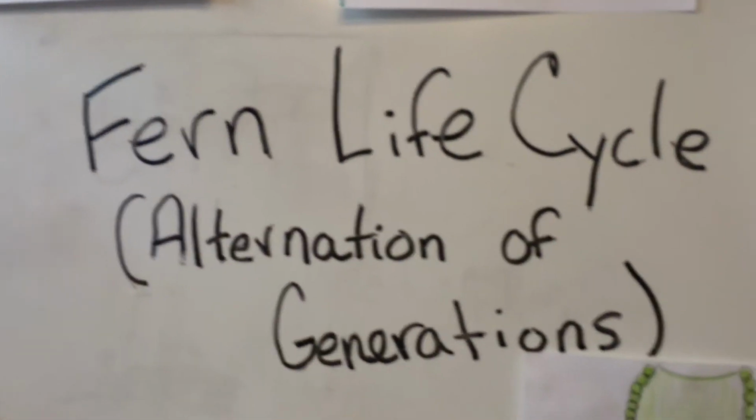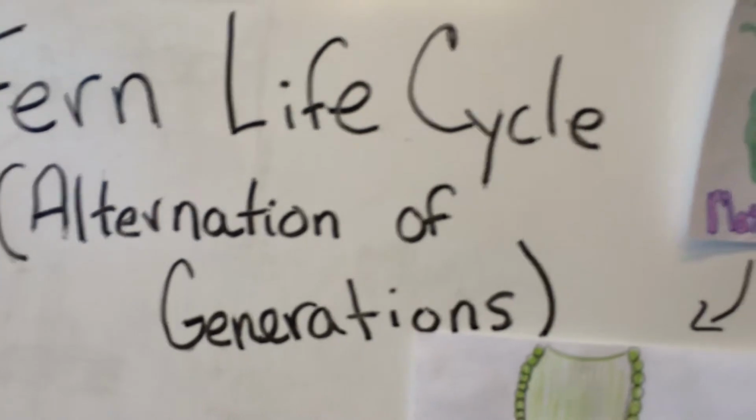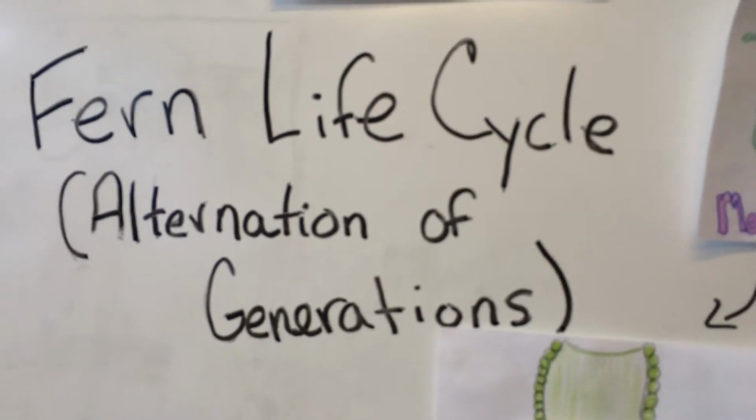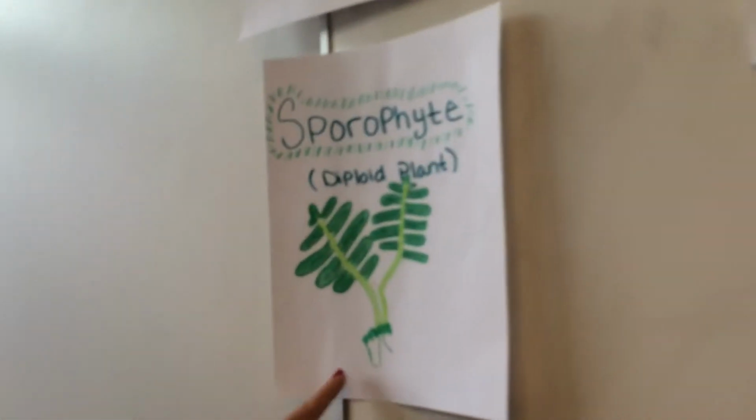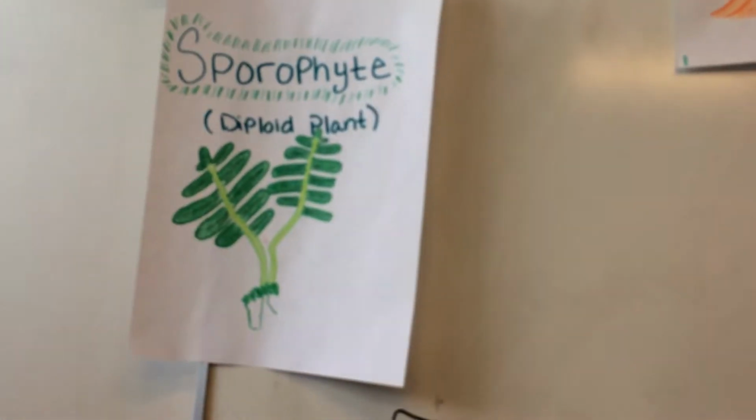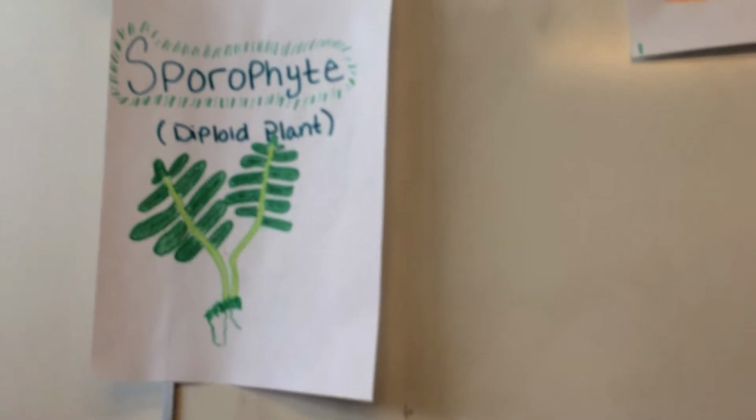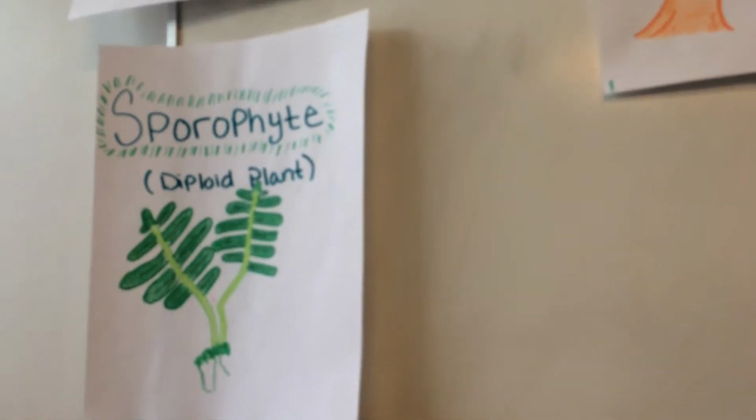Alternation of generations is a pattern of reproduction occurring in the life cycles of many lower plants, involving a regular alternation between two distinct forms. The generations are alternately sexual and asexual in ferns. To start out this life cycle, it starts with a sporophyte, which is also a diploid plant. It develops from a zygote and produces asexual spores.